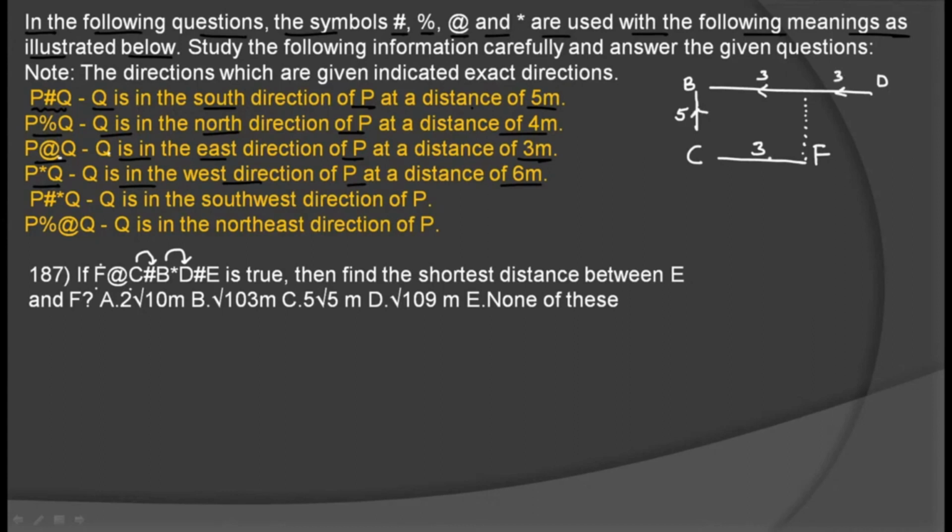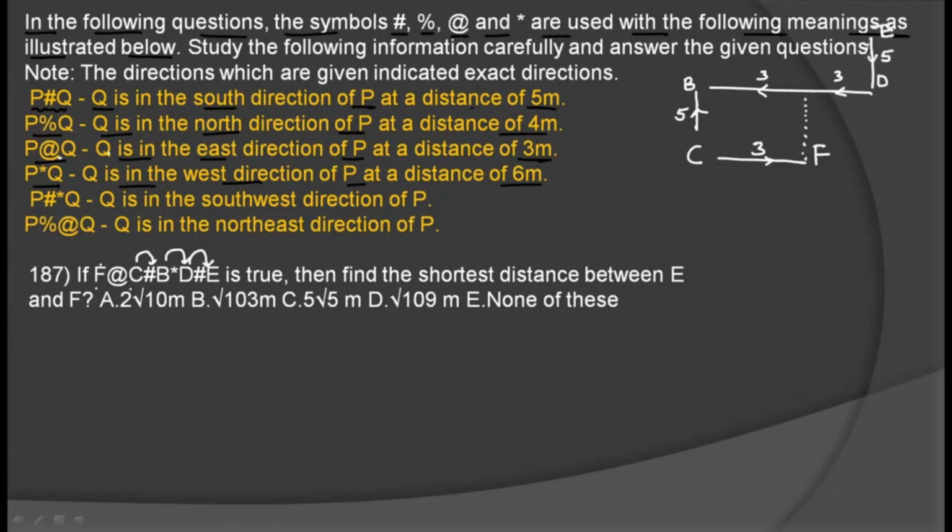Step 5. Now D to E. Again, the dash represents south. D is to the south of E by 5 meters.